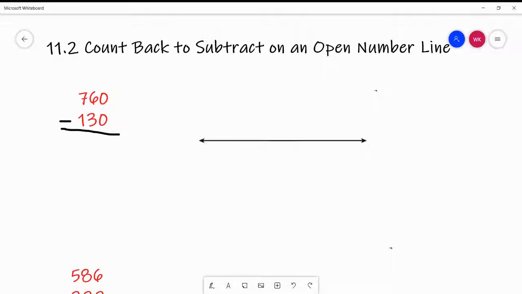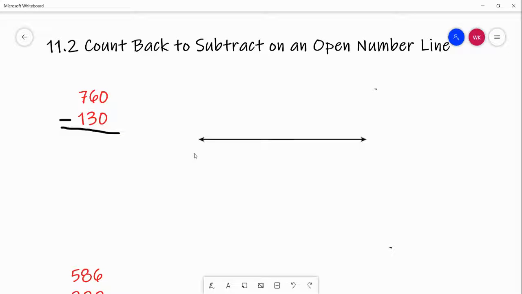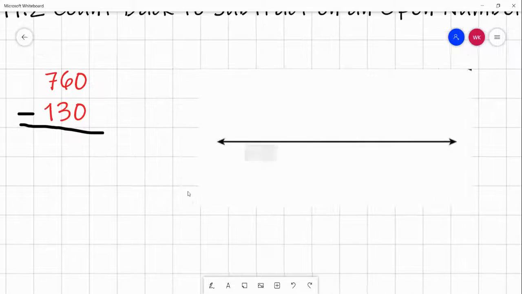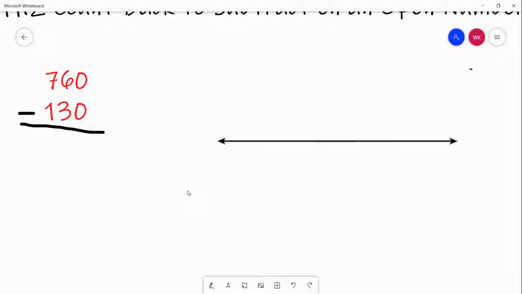Hi, second grade. We are going to go over lesson 11-2, count back to subtract on an open number line. So I'm going to go ahead and do a problem, and then we're going to do a problem together, and then you guys are going to do a problem on your own.